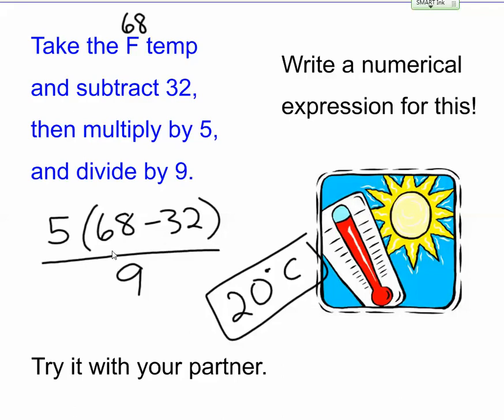This is a grouping symbol. It says do all that first, and the last thing I do is divide by 9. So if you do the subtraction and you multiply by 5 and divide by 9, you get 20 degrees Celsius. So if it's 68 degrees in California, in Vienna, that same temperature on the Celsius scale is about 20 degrees.